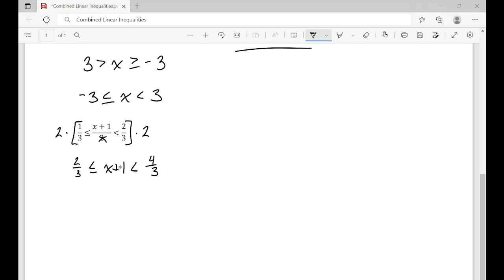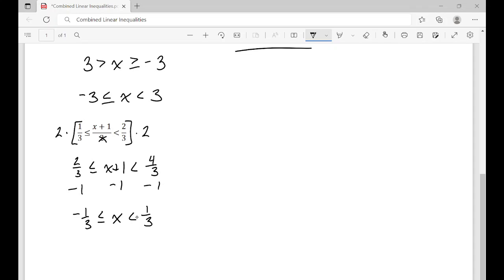And now I got to get x by itself. I'm going to subtract 1 from all three sides. So 2/3 minus 1 is going to give me negative 1/3 less than or equal to. And this does not flip because I only subtracted by 1. I didn't divide by a negative 1. X in the middle, and then less than 4/3 minus 1 is going to give me 1/3.